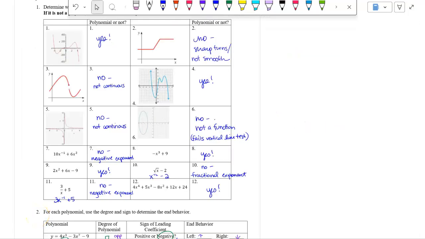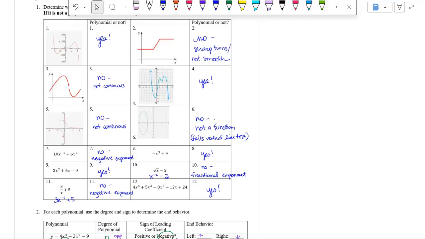Okay, so a couple of things that I want to point out here. You can check your answers here. Some of them were a little bit tricky. I do want to point out number 2, it's not smooth. There are these sharp edges where we turn these corners, so because of that, it's not a polynomial. And also, remember we were talking about polynomial functions. On number 6, this is not a function. That may have been a little tricky, but this is not a function because it fails the vertical line test.